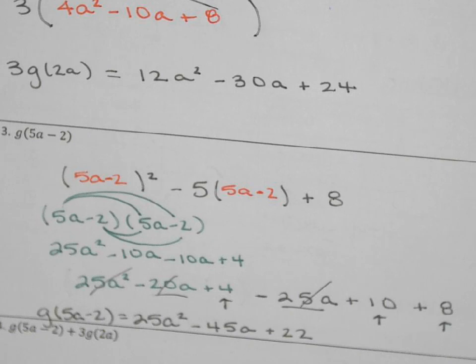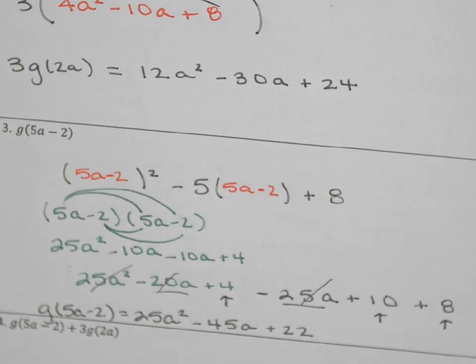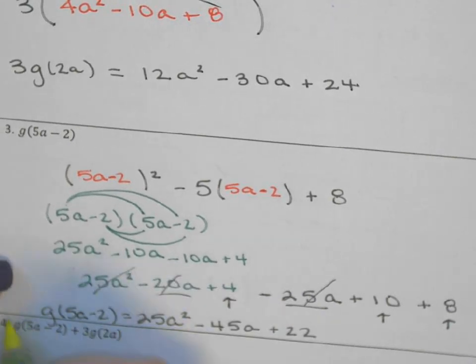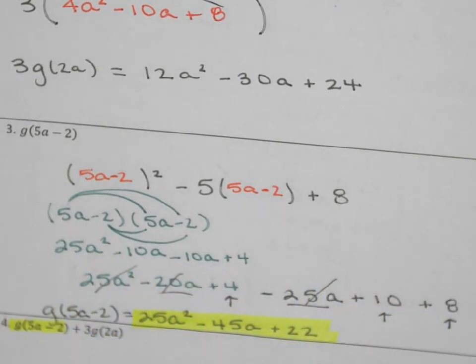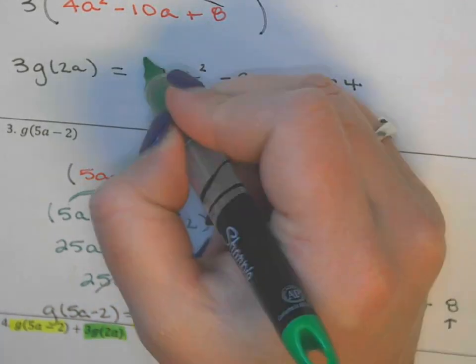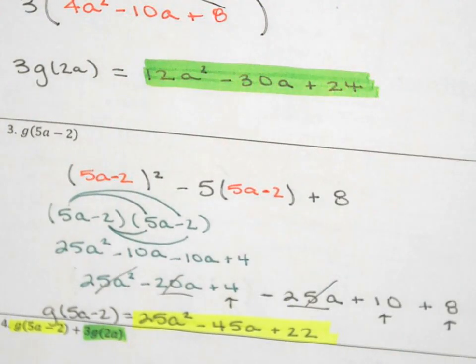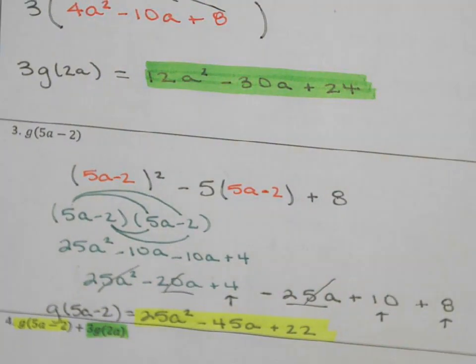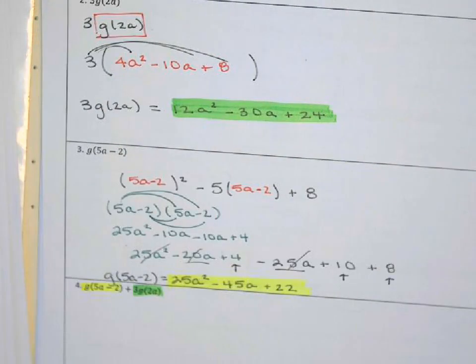Now this last problem, I'm going to take g of 5a minus 2. Wait a minute, didn't I already find that? G of 5a minus 2 was this, 25a squared minus 45a plus 22. And 3 times g of 2a is what I found in number 2. Are we okay with that? Do you see how we already did those problems?